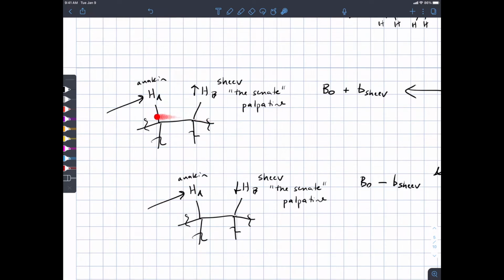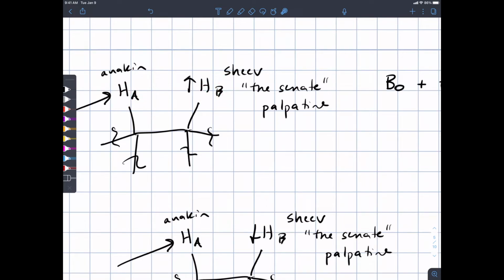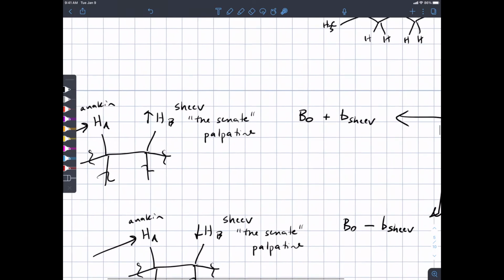We have an organic molecule with proton A and B. And proton A is Anakin and proton B is Sheev the Senate Palpatine. I am the Senate, right?